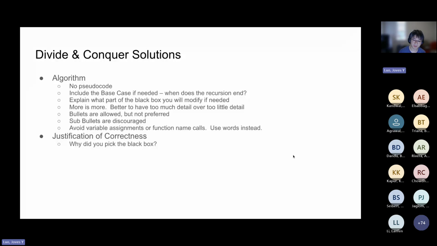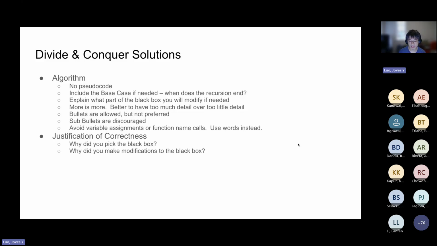I picked binary search because, and that because is almost always because your input is sorted. I picked merge sort because my array isn't sorted, and in order to continue with what I'm trying to do with my algorithm, I need the array to be sorted. Therefore, I use merge sort. So explain why you use every single black box you use.